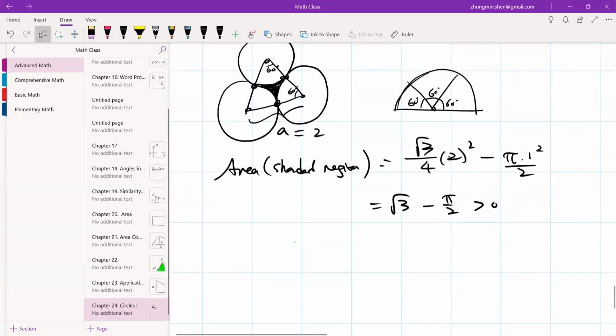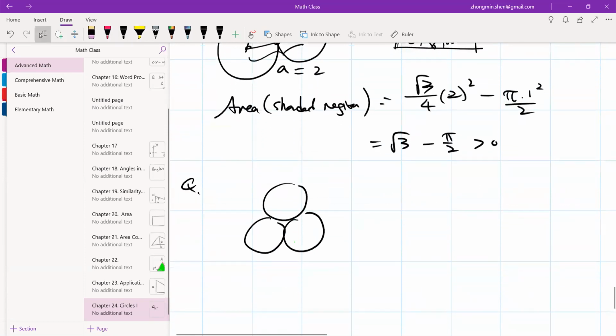Yeah. Same problem. This time I'm going to not find the area. I'm going to put a belt around that. Okay, so this is a belt. Okay, so what is the length of the belt? If the radius is going to be, okay, R is going to be 1. What is the length of the belt?